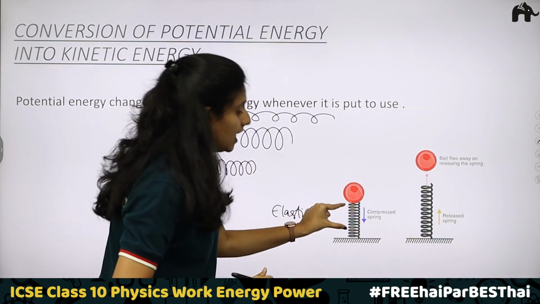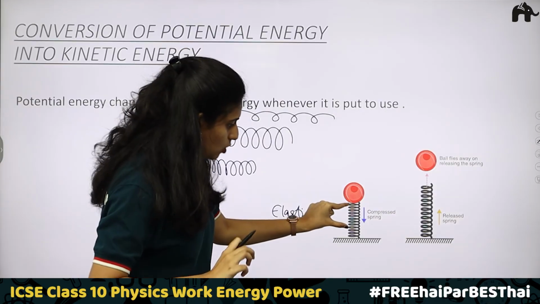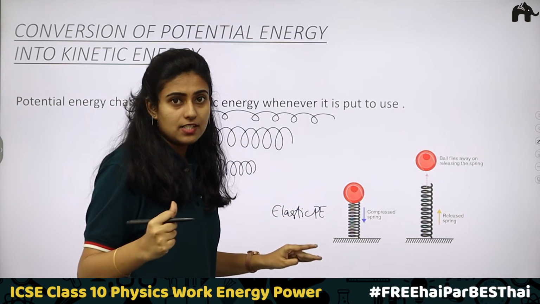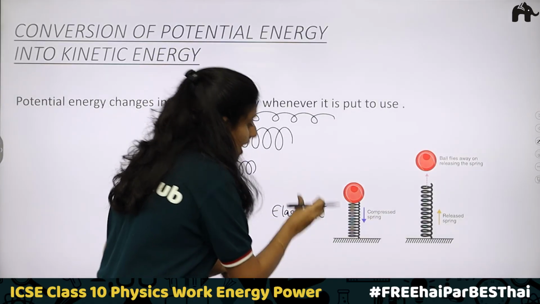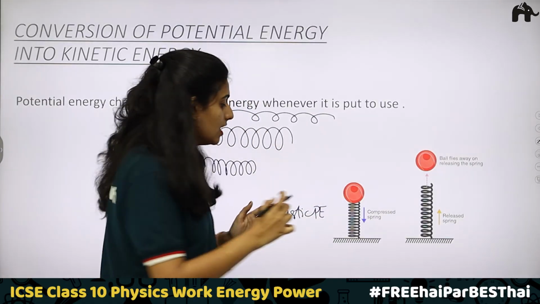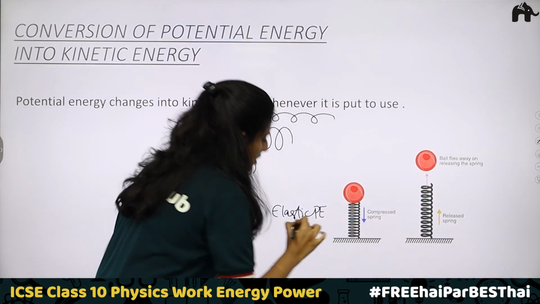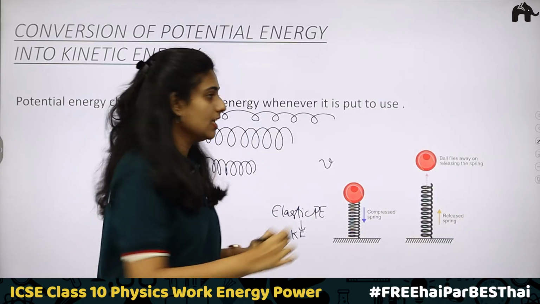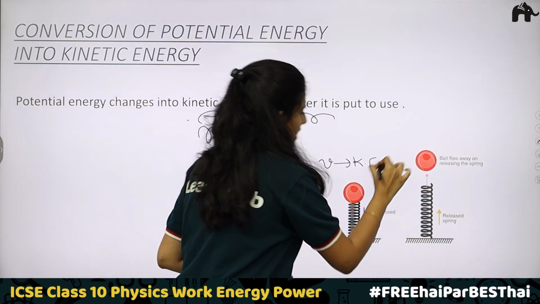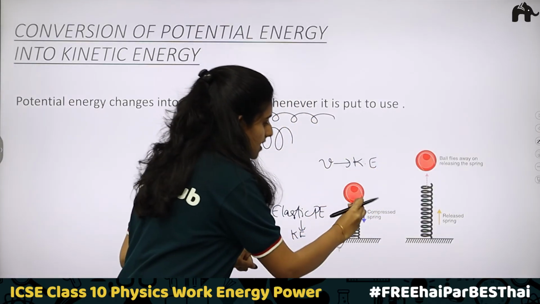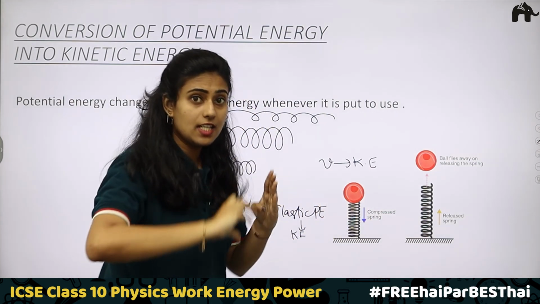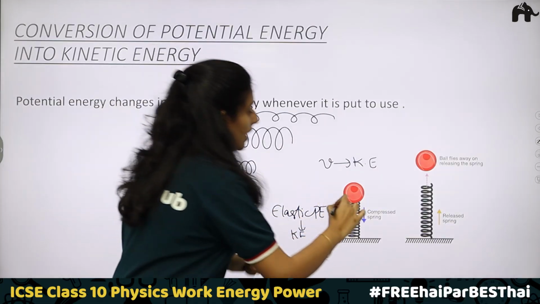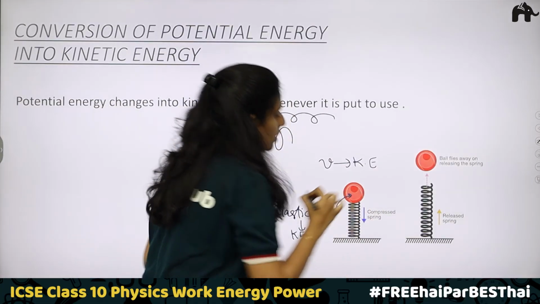The spring is gaining elastic potential energy. Body is at rest, there is potential energy. Suddenly when you release, what happens? The body will change the elastic potential energy stored in it to kinetic energy. The spring is in motion. When the spring is in motion, it will have velocity and kinetic energy. The potential energy of the spring is getting converted to kinetic energy of the spring. This kinetic energy will get transferred to the ball.